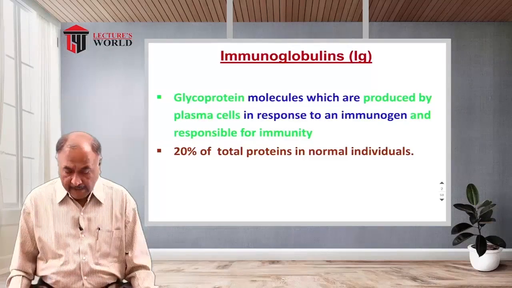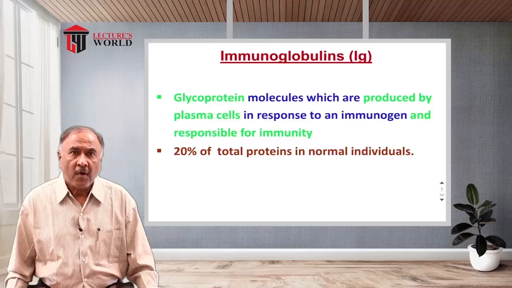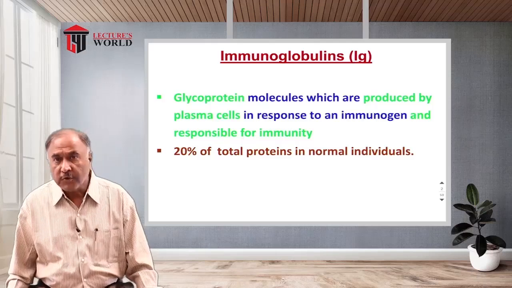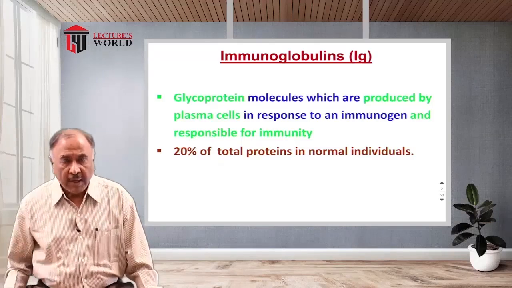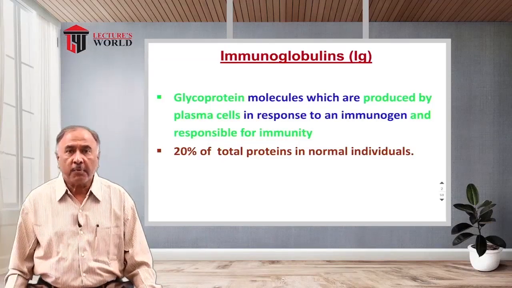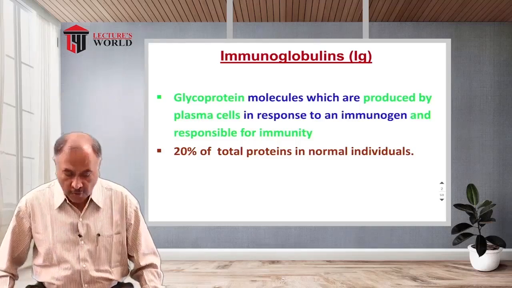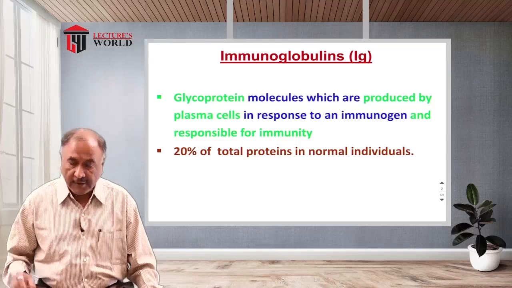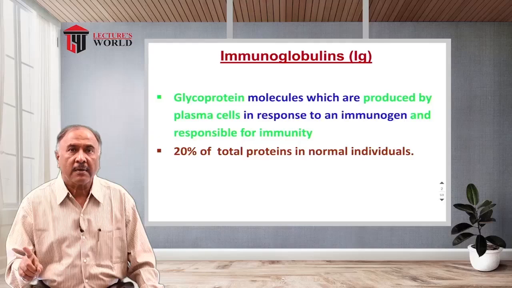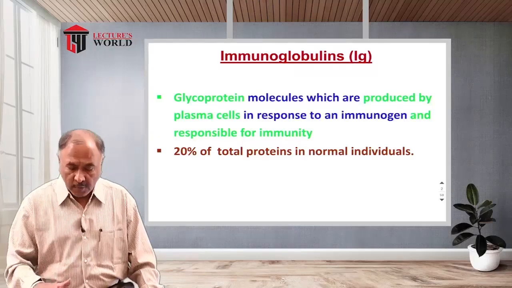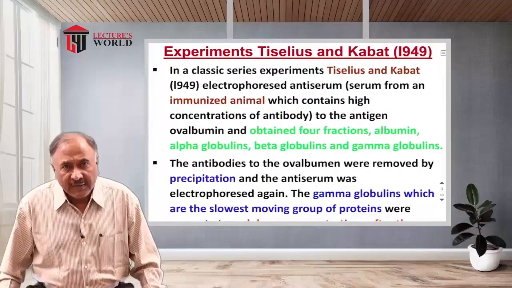And it constitutes almost 20% of total proteins in a healthy individual. Therefore, you can say it is not a small amount. It is a substantial chunk, that is 20% of the total proteins in a normal individual consisting of immunoglobulins.